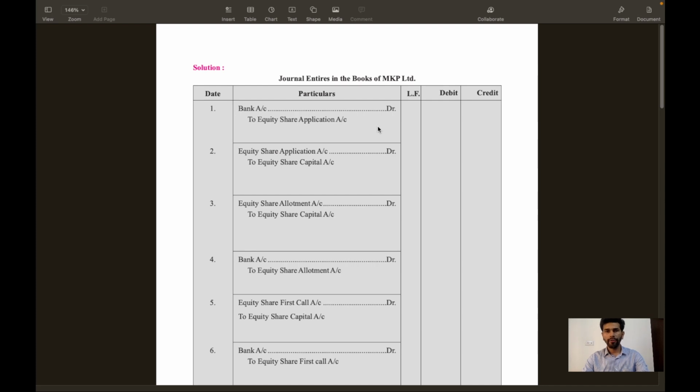First entry for application money received in cash. So the entry will be bank account debit because bank is the receiver of application money, to equity share application account. Amount will be 60,000 equity shares and application money is 2 rupees per share. So 60,000 into 2, 1,20,000 rupees.